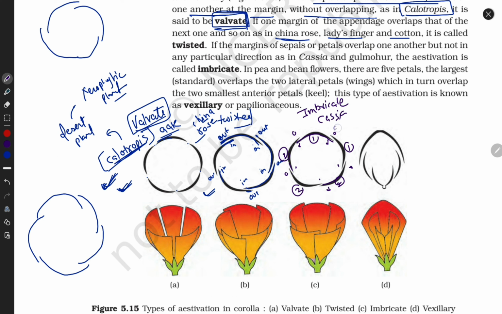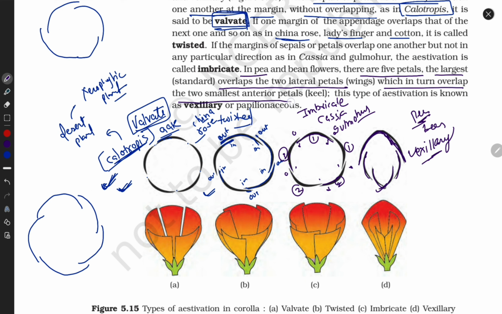Which kind of plants show this? Cassia and gulmohar. You can check in gulmohar. Now guys, this is important. This form is what? Vexillary. Their arrangement is different. One petal is large and totally outside, and other petals are arranged inside, and others again inside. Now this is the vexillary. Look at pea plant: there are 5 petals. The largest overlaps the 2 lateral petals, which in turn overlap the smallest anterior petals. This type of aestivation is known as vexillary and papilionaceous. Both we can say. This is important for the exam because this is different. The others are normal, but this is a little bit different.